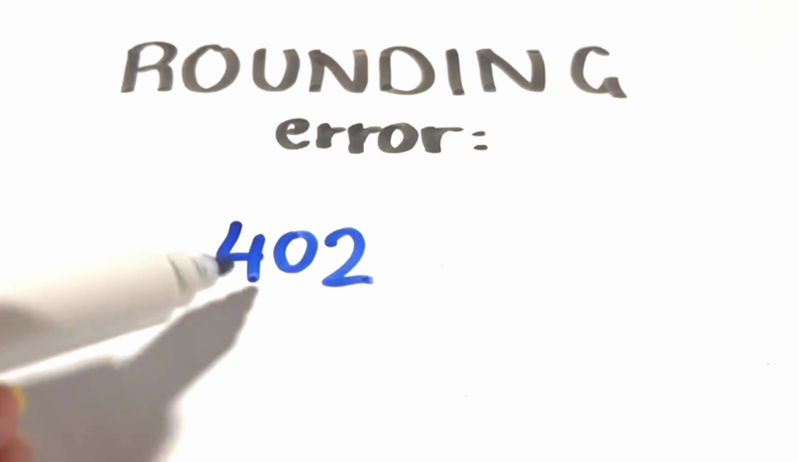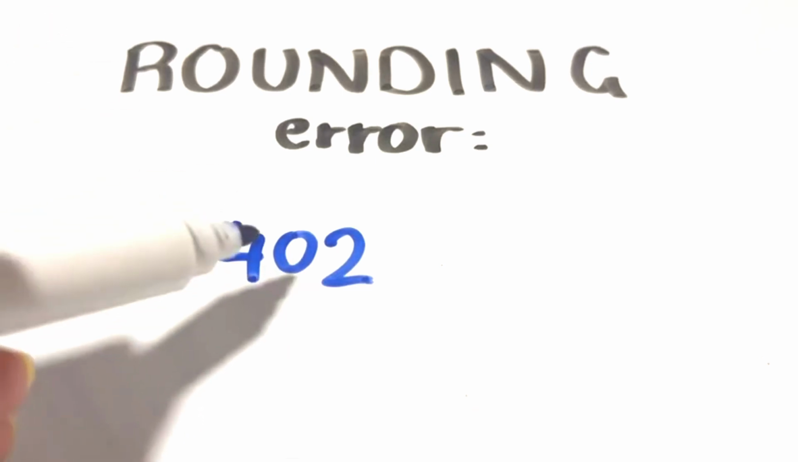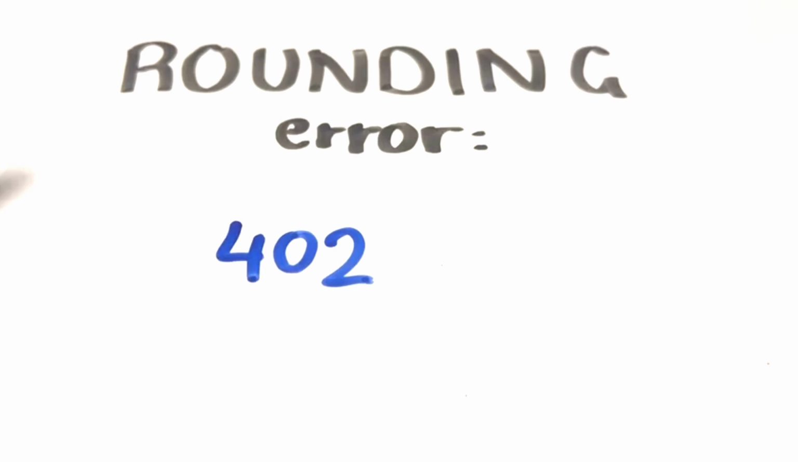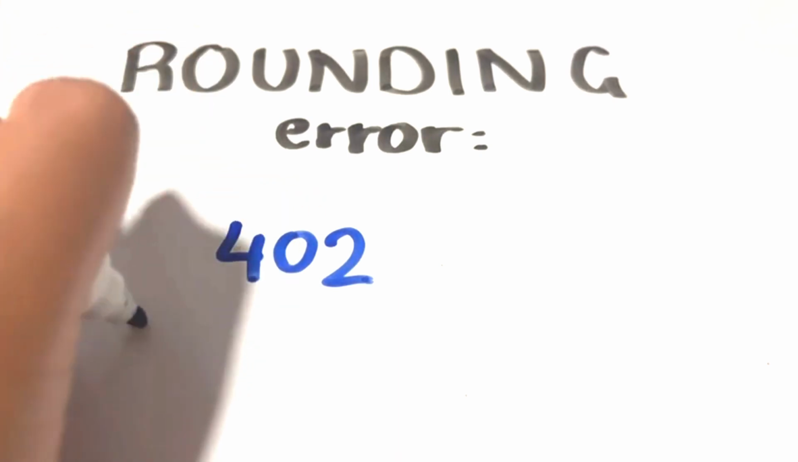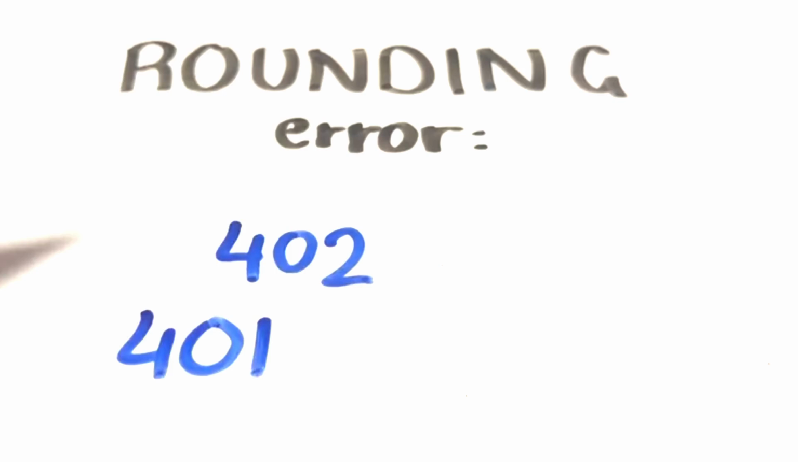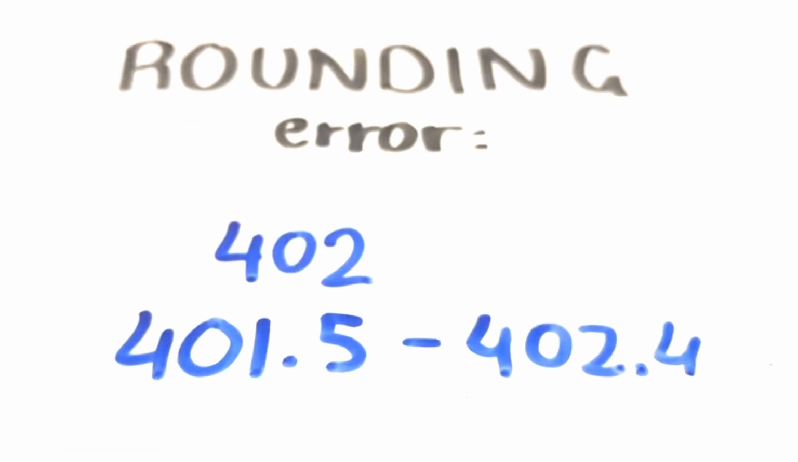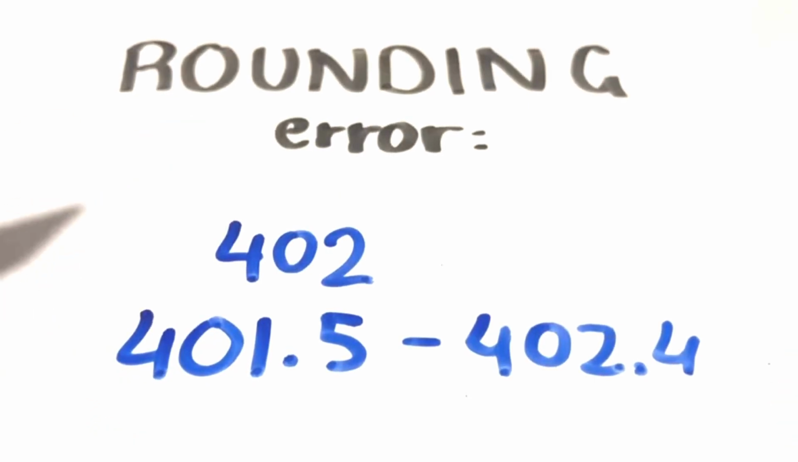So let's start with a random number like 402, and let's say we rounded this to the nearest whole number. Now the range of what the real value could have been would be from 401.5 to somewhere about 402.4. So these are the two brackets that this number has been rounded from.